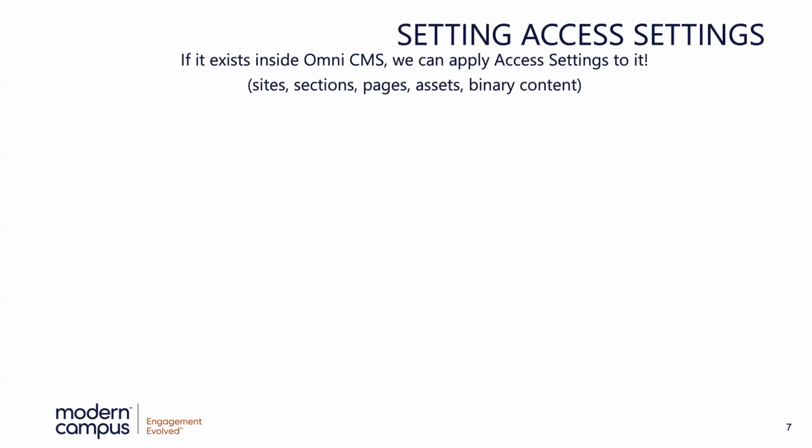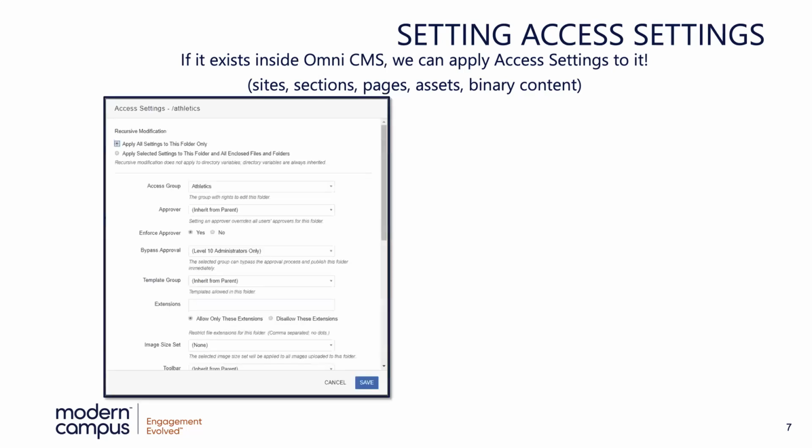All right, so for setting account access settings inside Omni CMS, we're going to be able to do it at the site level, section, pages, even assets, and then binary content. So even files that are just on your computer, whether or not someone has access on your CMS. And here is an example of what the access settings menu looks like.